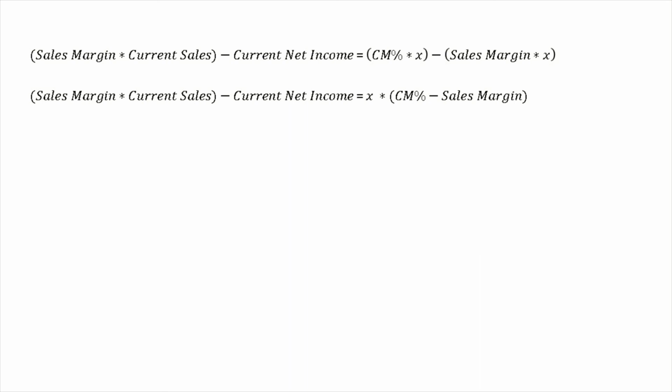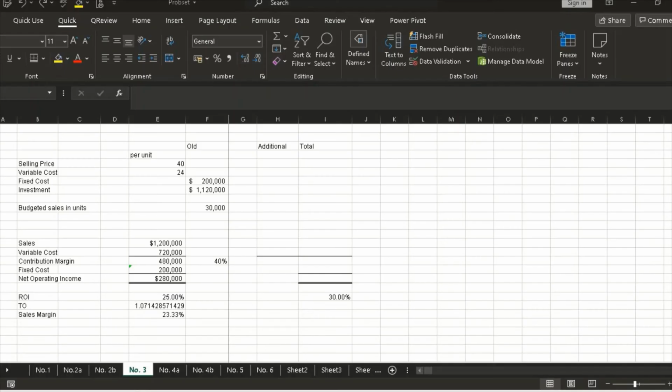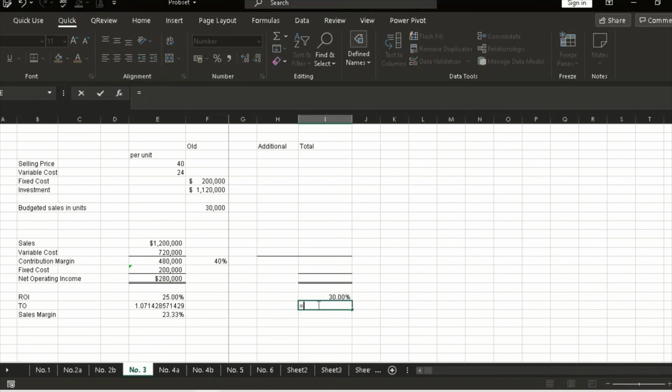We're going to divide both sides by the difference between the contribution margin and the sales margin, and we will get that the value of X is equal to sales margin multiplied to the current sales minus current income all over contribution margin minus sales margin. Based on the given data, our turnover will be the same. To compute for the sales margin, we're just going to divide the ROI by the turnover.